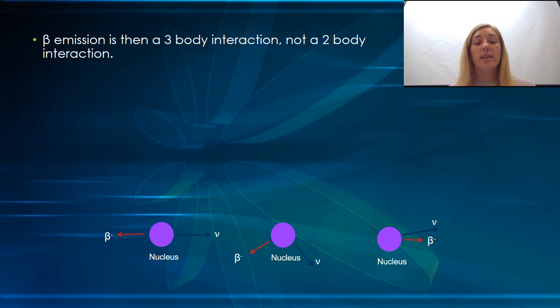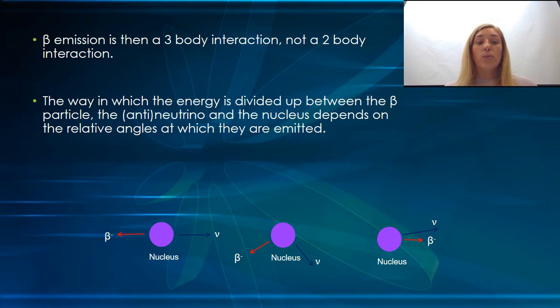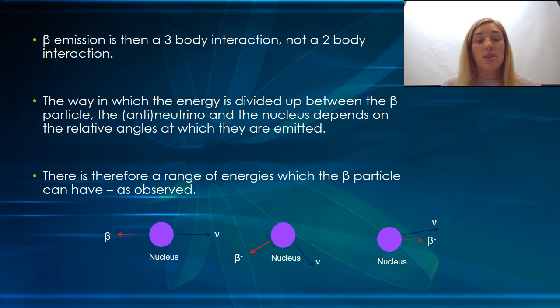Okay, so the reason that it has a range is because beta emission is a three-body interaction, not a two-body interaction. So what happens is we have the nucleus, we have the beta minus particle, which is the electron that's being ejected, and also the antineutrino that gets flung out as well. So the way in which the energy is divided up between the beta particle, the antineutrino, and the nucleus depends on the angles, because we're talking about vector quantities. So depending on the angles, that will depend how the energy is divided up. Therefore, there can be a range of energies that those particles actually have, as you can see by the little diagrams at the bottom there.